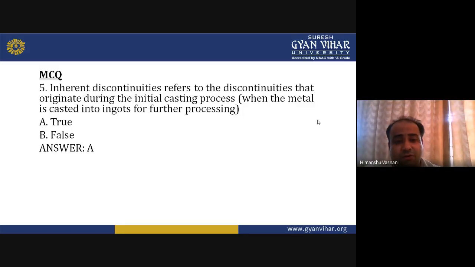Now, inherent discontinuities refers to the discontinuities that originate during the initial casting process. Go by the name: inherent, initial casting process. It's true, when the metal gets cast into an ingot or other process. Okay, remember these things: inherent, initial casting process, initial inherent discontinuities.